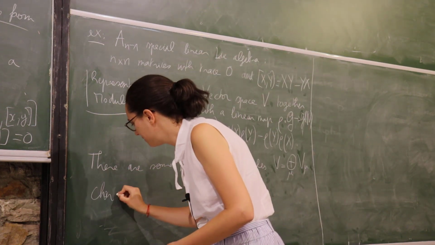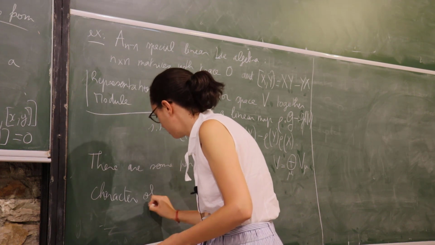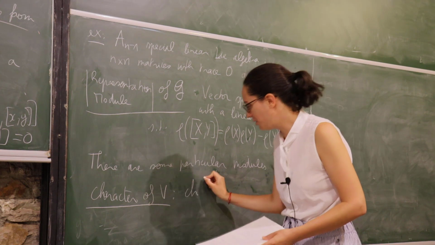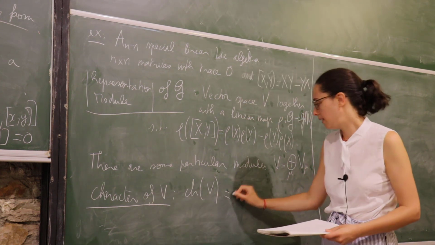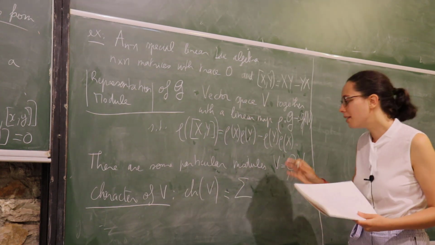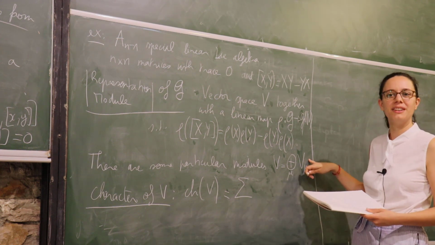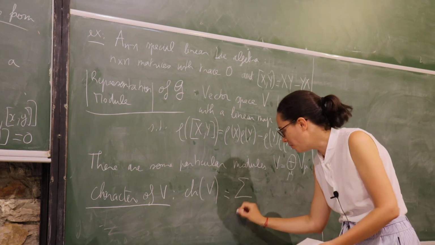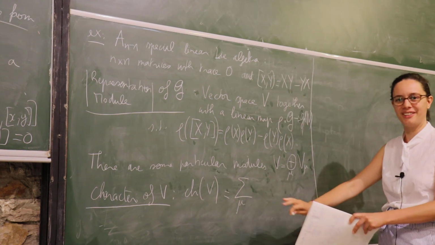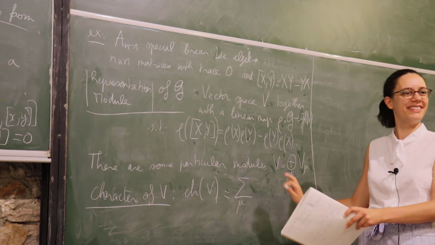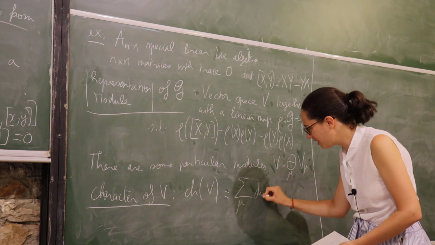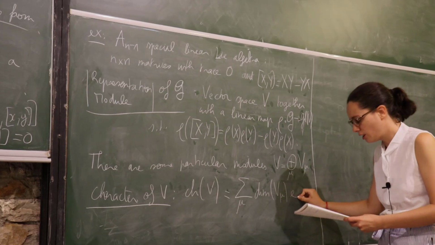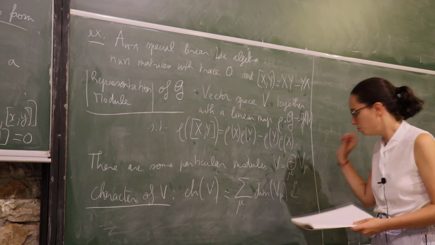So the character of V, which we write ch of V, that's simply some kind of generating function for the dimensions of those subspaces V mu. So you sum over the same mu. It's okay if you still don't know what it is. You just have to notice it's the sum of the dimension of V sub mu times exponential mu.